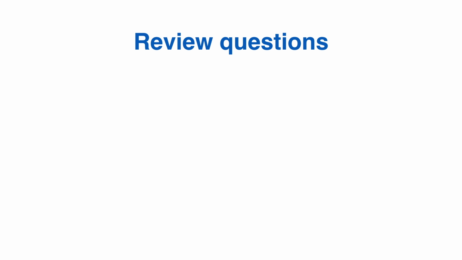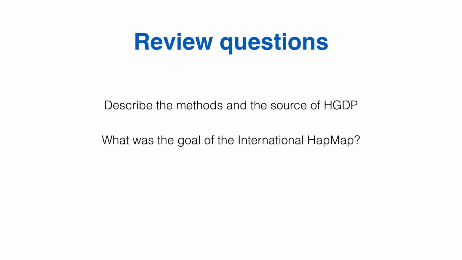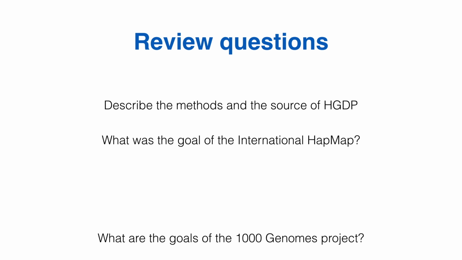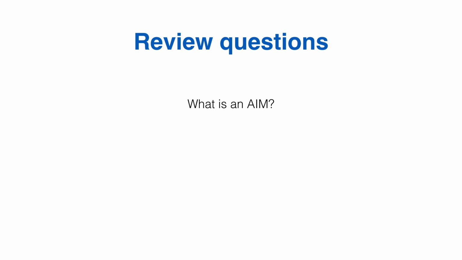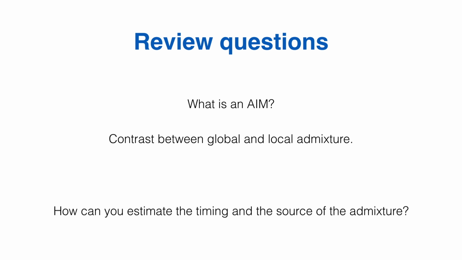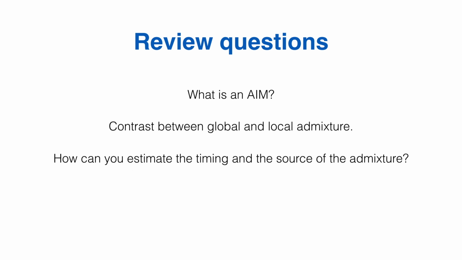I prepared some review questions for this lecture. Can you describe methods of the source of Human Genome Diversity Panel? What was the goal of the International Hapmap? What were the goals of 1000 Genome Projects? What is an AIM? Contrast between global and local admixture. How can you estimate the timing and the source of the admixture?